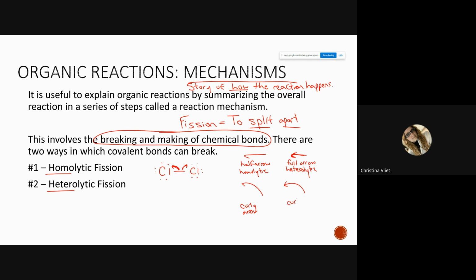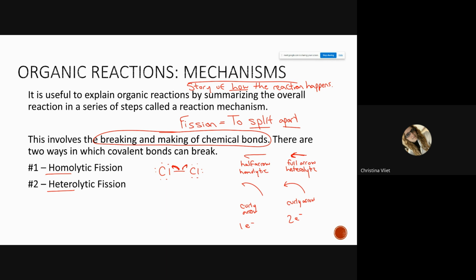Curly arrow. What's the difference? Half arrow means one electron. Full arrow means both. So this means one electron. This means two electrons are moving. That's the terminology. You should write that down because that's important as we move forward.